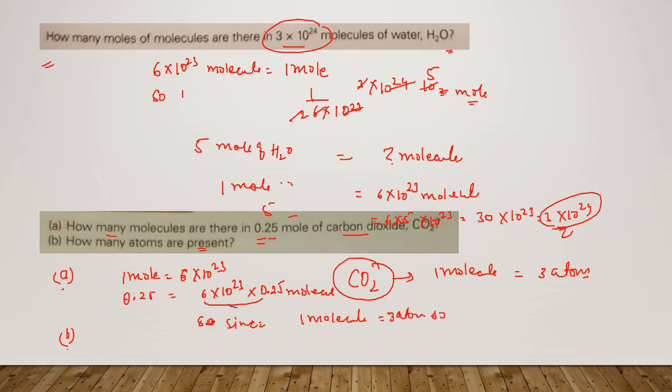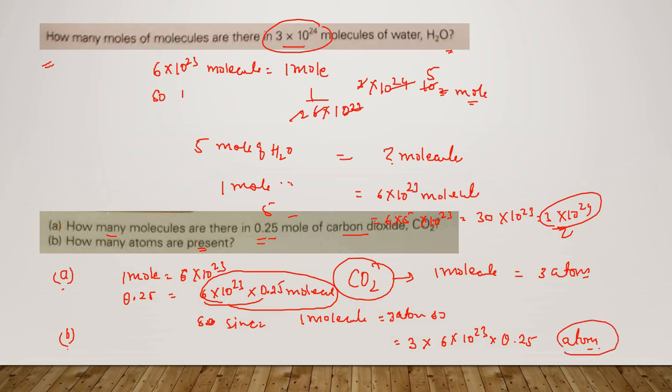So this much molecule, how much atom will you get? You just have to multiply 3 into 6 into 10 to the power 23 by 0.25. That will be your answer in terms of atoms. I hope your concept is clear on how to figure out the mole and how to figure out the atom.